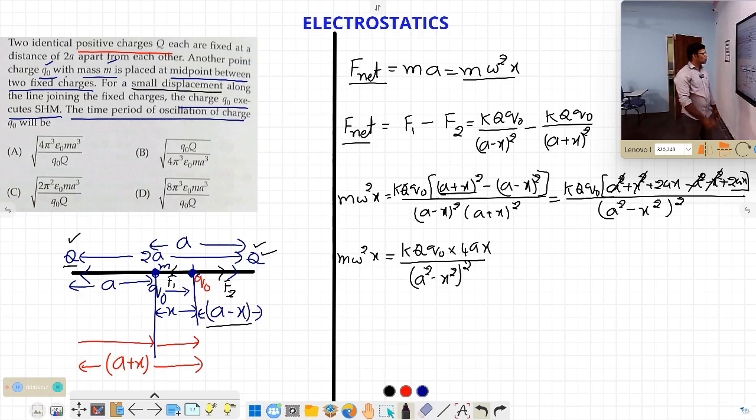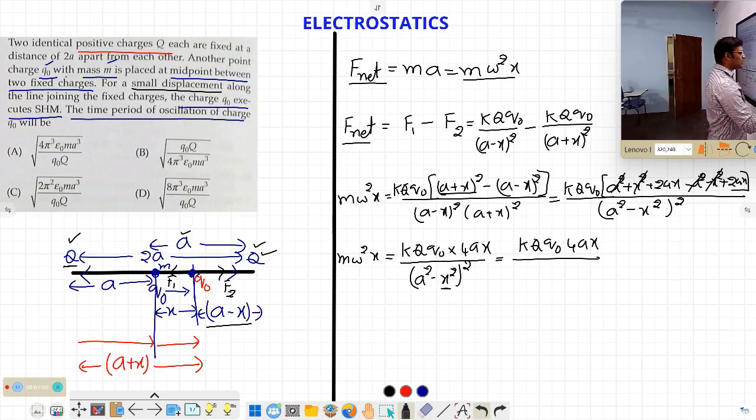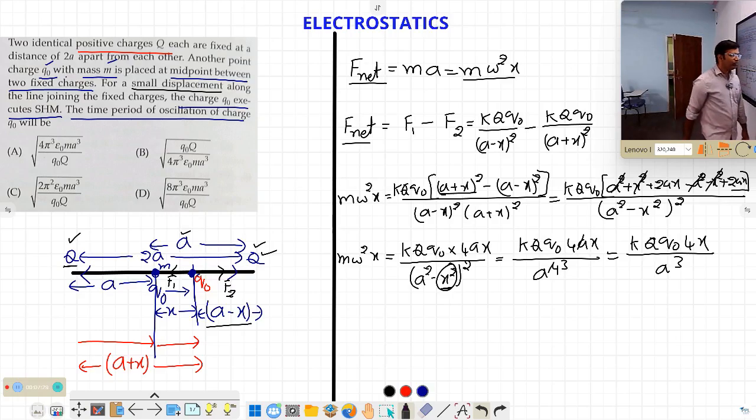Small means compared to the distance between the two charges a, the x value is very small. The x value being very small means you can take this value as almost 0. If you take that as 0, K into capital Q small q naught 4ax by, you will get a power 4, because x value is 0, this term will become 0, (a square) whole square means a power 4. So one a gets cancelled, that is a cube we are going to get. So I can write this one, K capital Q q naught, that is 4x by a cube. So in this case, according to SHM, this is m omega square, that force, this x gets cancelled.